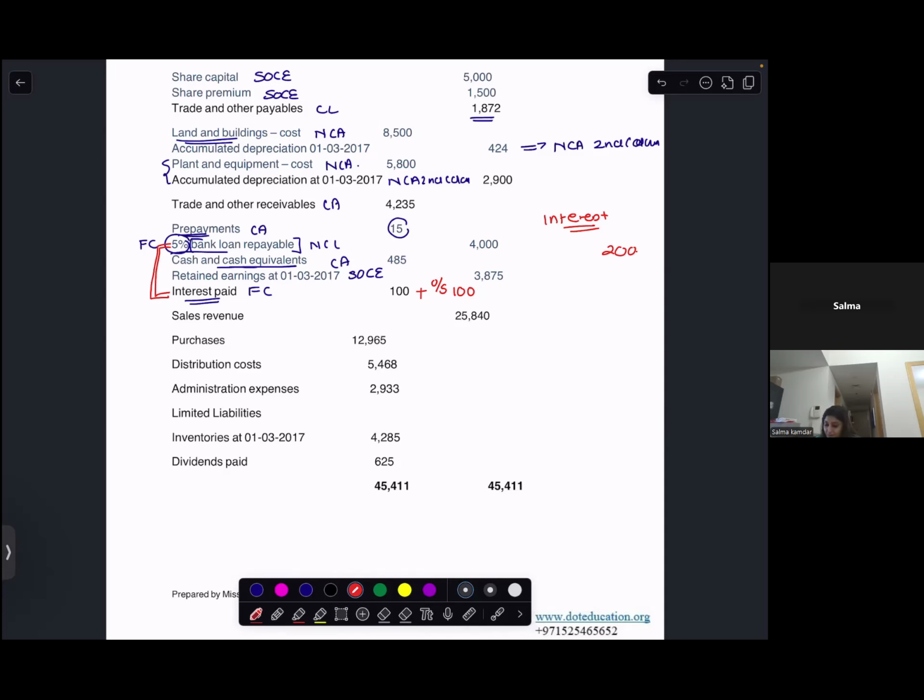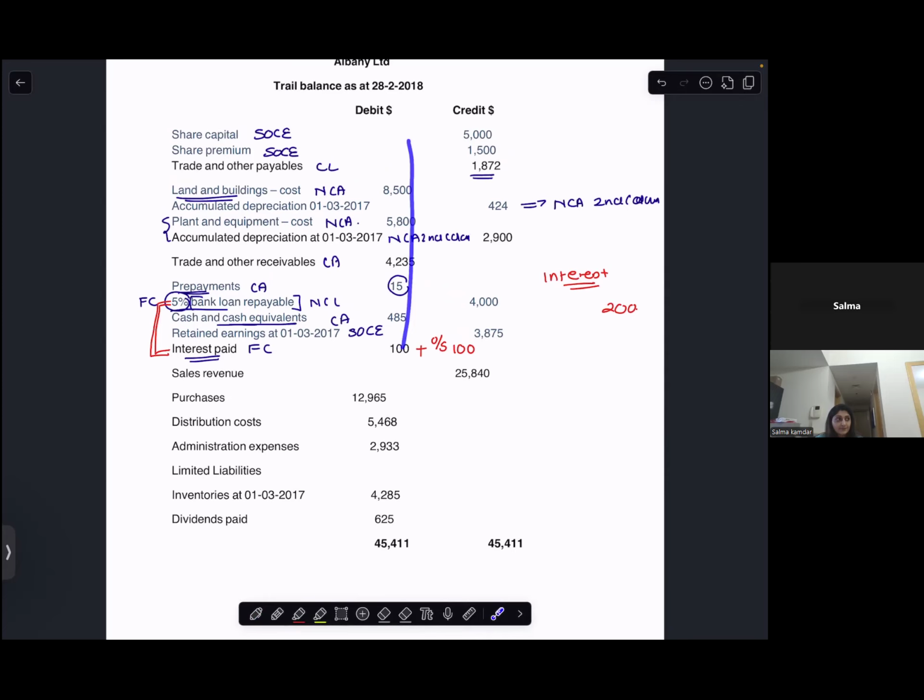Do you have any other loan? No. Interest is in which column? Debit column, that means it's an expense. So that means interest is an expense. You have paid only 100 up till now. What does that mean? 100 is yet to be paid. I add this 100 over here. Be mindful, this was the hidden adjustment.